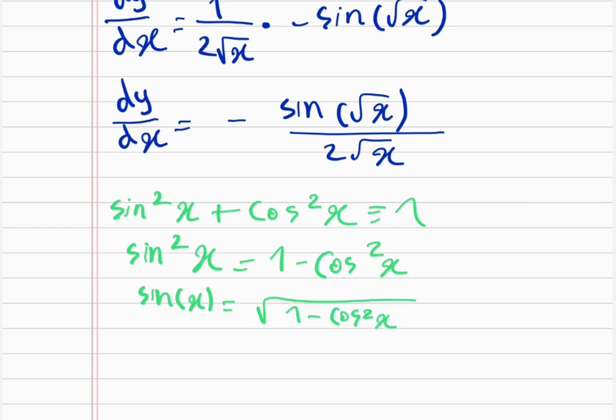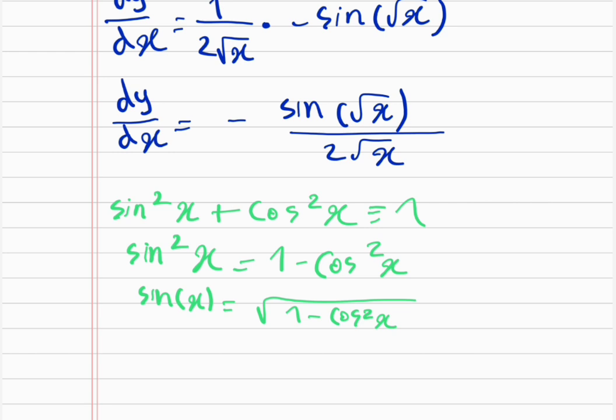And again, the output here is not negative, so it's either positive or 0. So that's why we have just the positive square root, not the negative. For example, 1 minus cos squared x is always a value between 0 and 1.